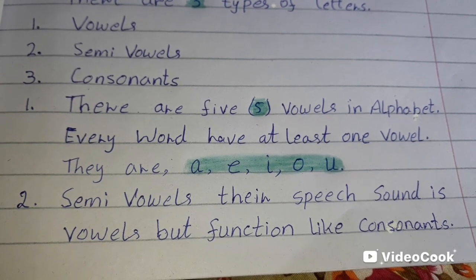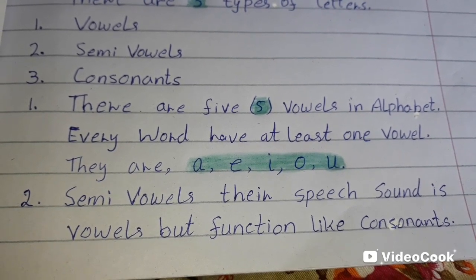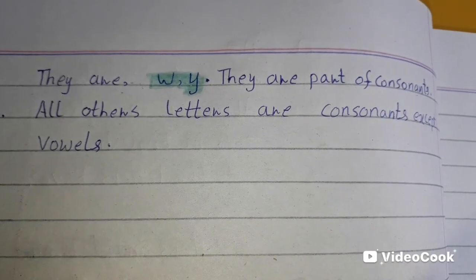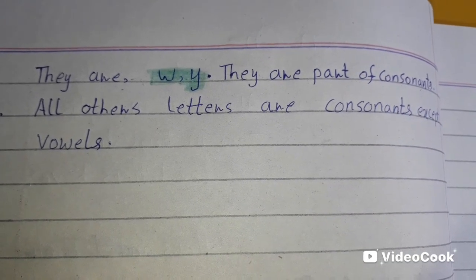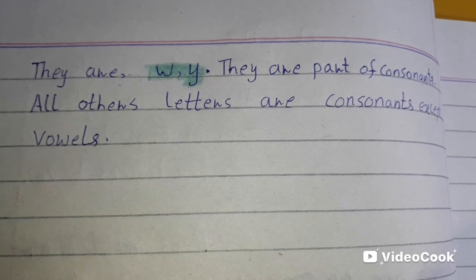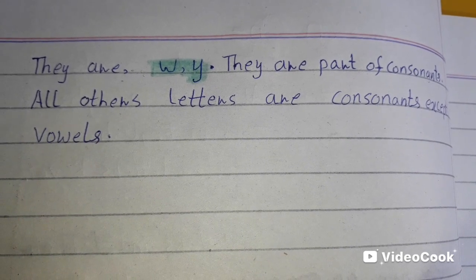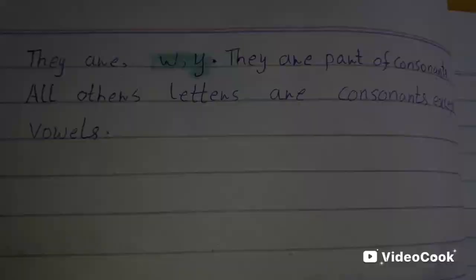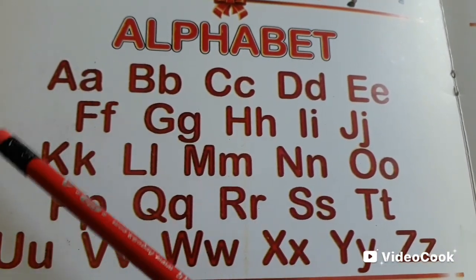Semi-vowels: their speech sound is vowel but they function like consonants. They are W and Y. They are part of the consonants. All other letters are consonants except the vowels. These are the alphabets.